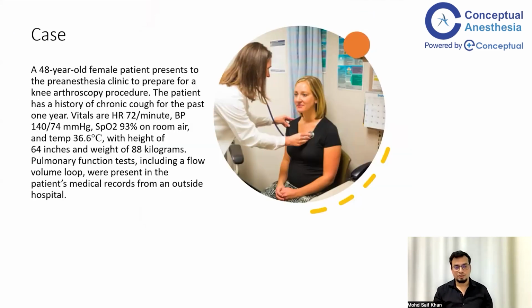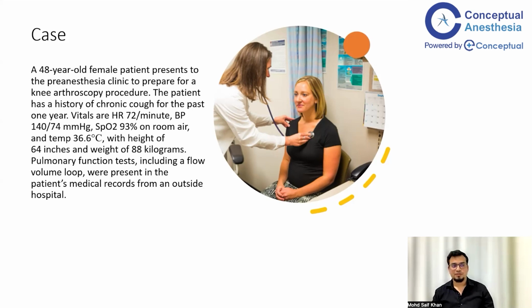So let's start with the case. A 48-year-old female patient presents to the pre-anesthesia clinic to prepare for a knee arthroscopy procedure. The patient has a history of chronic cough for the past 1 year. Vitals are heart rate 72 per minute, blood pressure 140 over 74, SpO2 93% on room air, and temperature 36.6 degrees Celsius, with height of 64 inches and weight of 88 kilograms. Pulmonary function tests including a flow volume loop were present in the patient's medical records from an outside hospital. So this is the usual scenario.